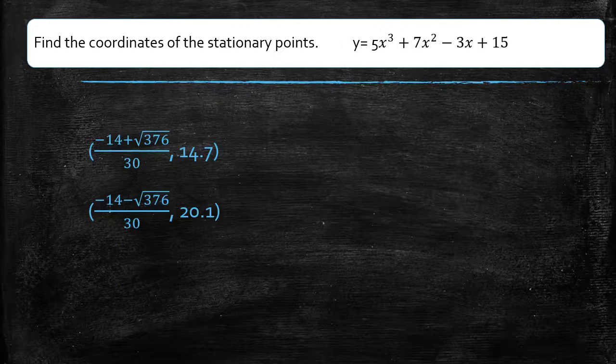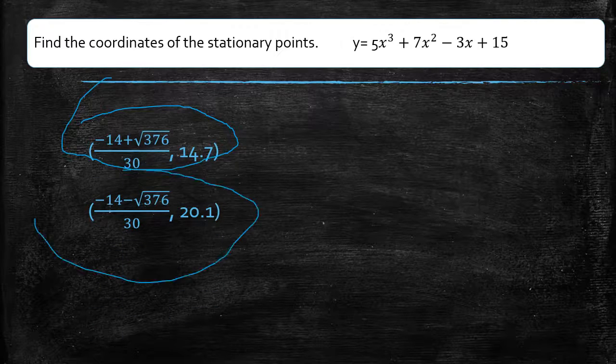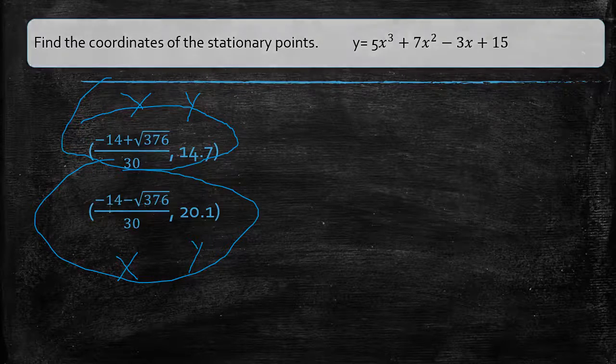So these are the coordinates of your stationary points. -14 plus the square root of 376 over 30, and 14.7 is your y coordinate. And then make sure it is 3 significant figures. And then your second stationary point is -14 minus the square root of 376 over 30, and your y coordinate is 20.1. And those are your answers.